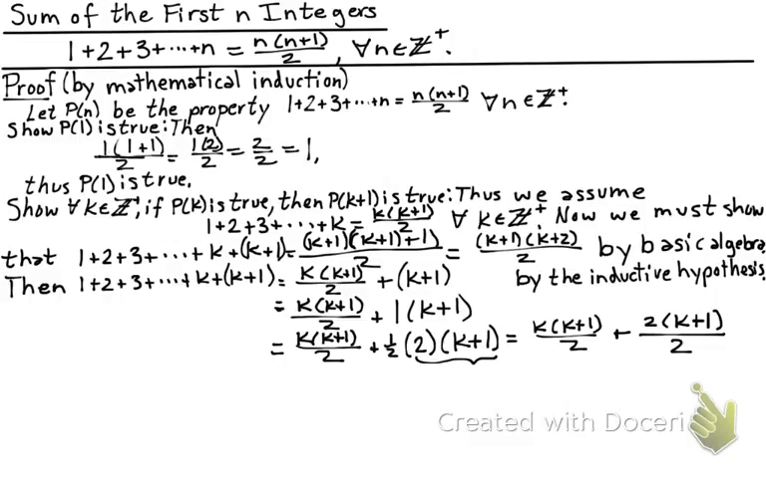And now because I have these two fractions, they both have the same denominator of 2, I can join those two fractions together. So there is k times k plus 1 plus 2 times k plus 1 over 2.